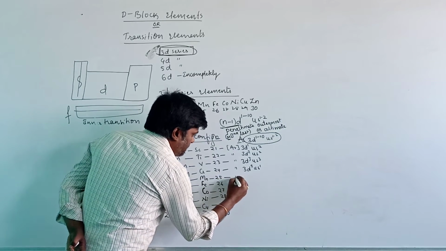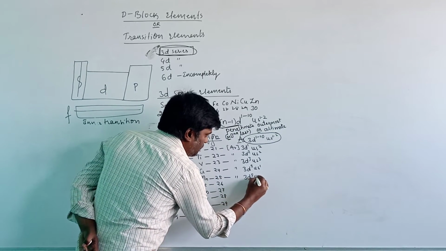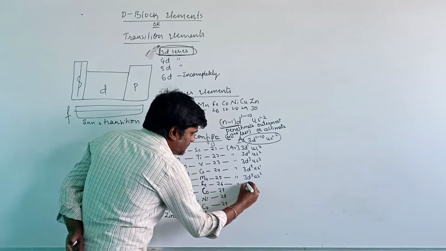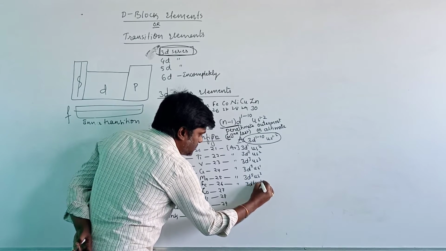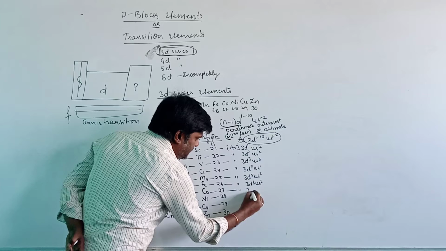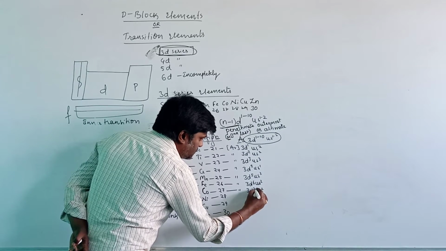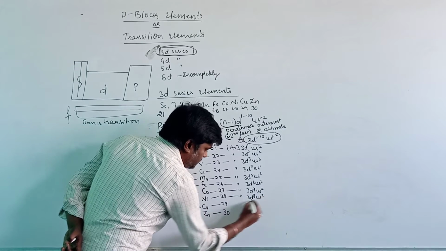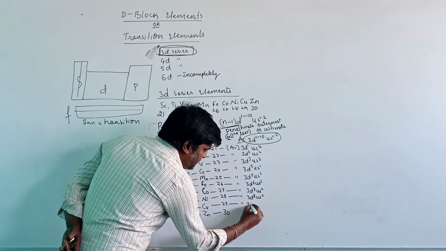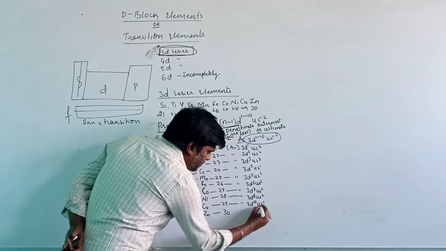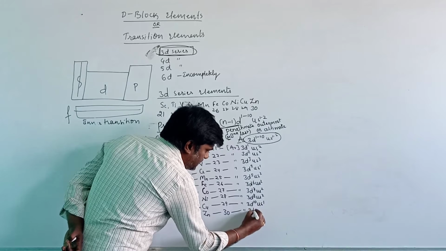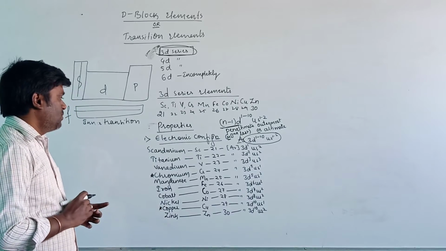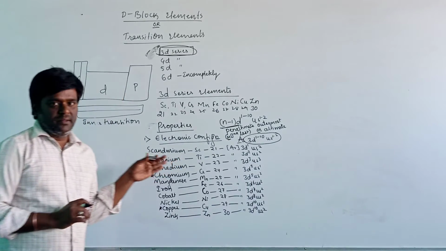Manganese 3d5 4s2. Then iron 3d6 4s2. Then next one, 3d7 4s2. Then next one, 3d8 4s2. Next one, 3d10 4s1. The last one is 3d10 4s2. This is the outermost electronic configuration for the 3d series elements.